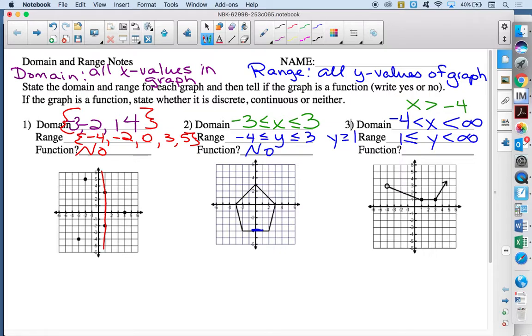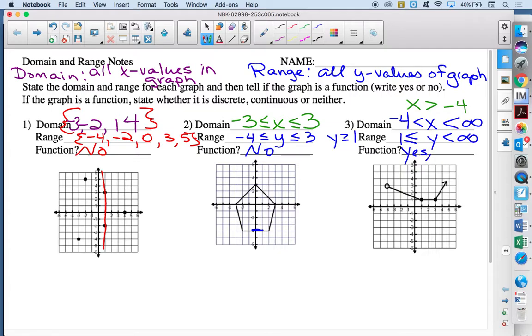Is that one a function? Does it pass the vertical line test, Paige? It does. Now, what's continuous mean? We've been trying to work with those words. Continuous, discrete. It says if it's a function, state if it's discrete or continuous. Is this discrete or continuous? Tyler? It is continuous. Continuous means that it does not stop.